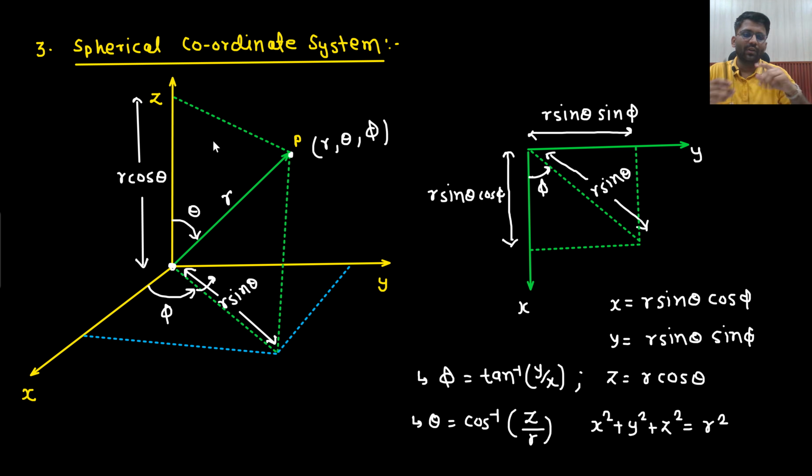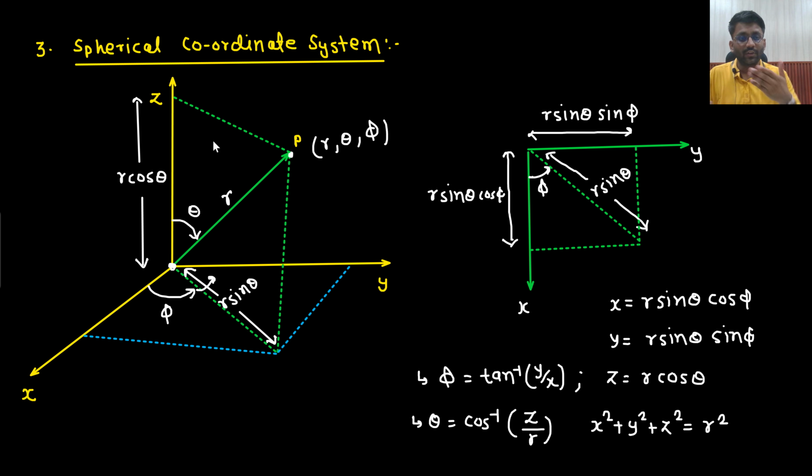Now I need to move for a small distance in the r direction. That will be dr. In the direction of theta I need to move for a small distance. So this was my theta, so d theta I will move. So the small distance will be r d theta.